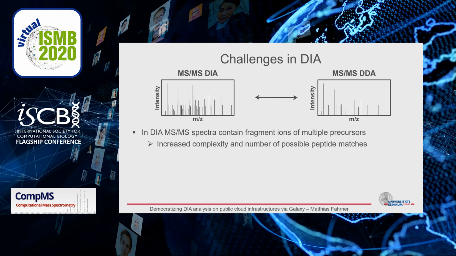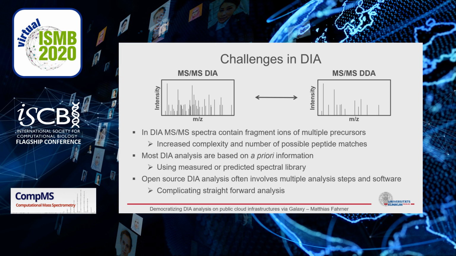Originally, the data analysis of DIA data requires a priori information, for example spectral libraries containing the possible peptides and the corresponding fragmentation pattern. More recent efforts allow for using predicted spectral libraries, which have been shown to allow for decent identification results. Due to the complex data and multi-layer analysis, often multiple software is needed for a complete DIA analysis, thus complicating streamlined and straightforward data analysis.